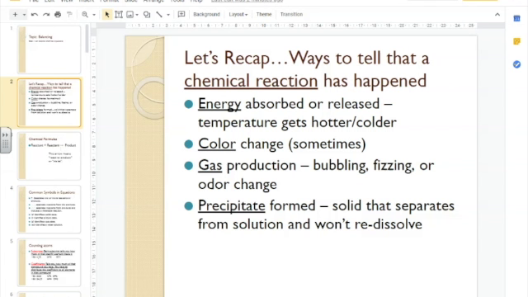So before you can label a chemical reaction, you need to know what a chemical reaction is. So there are different ways to tell if a chemical reaction has happened. The first one is energy is absorbed or released, or the temperature gets hotter or colder. Color change can sometimes be an indication. Gas production, if it's bubbly, fizzy, or if there's like a smell change. A precipitate is formed, or a solid that separates from solution and won't redissolve.